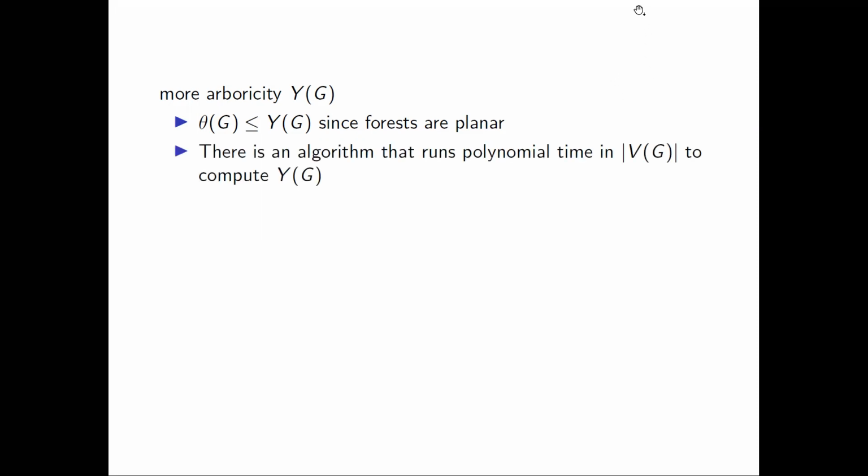And I'll also note, without explaining this algorithm, because that would take a whole different video, there is an algorithm. It runs in polynomial time in the number of vertices in G to compute the arboricity of G. So there's a polynomial time algorithm to compute the arboricity of G. And using that algorithm, we can compute the arboricity of any graph in polynomial time in the number of vertices. And this is how we're going to find an approximation algorithm for the thickness.